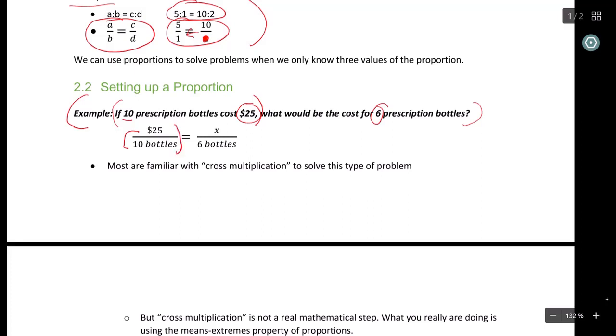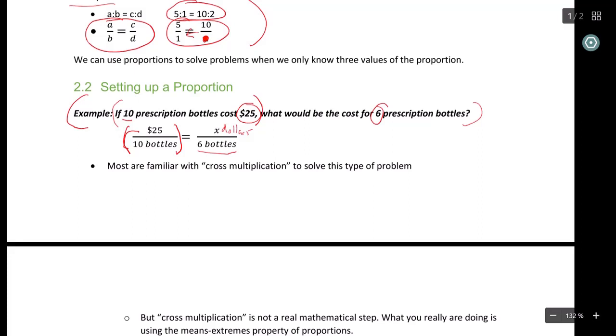So we can write this ratio. $25 is for 10 bottles. That's the relationship. We're trying to find out X number of dollars, right? This is really dollars here. X number of dollars. That's for 6 bottles.